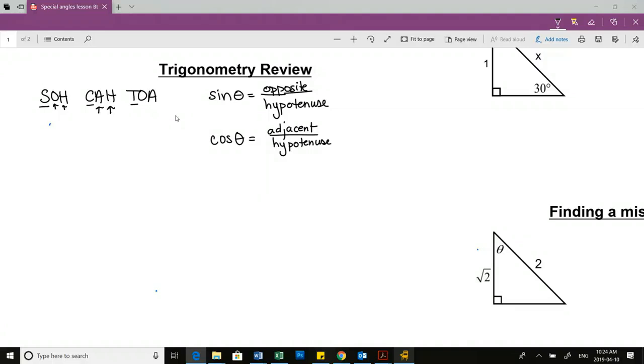And TOA? Tan of theta. Very good. Opposite over adjacent. Okay. So we can use SOHCAHTOA only in one special type of triangle, and that is for right angled triangles only.